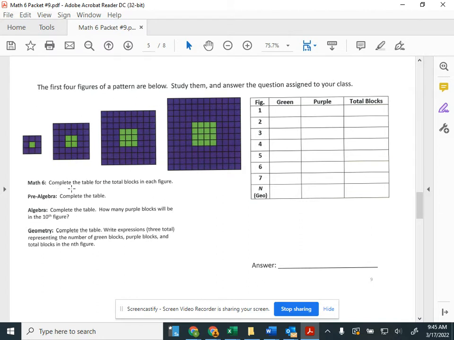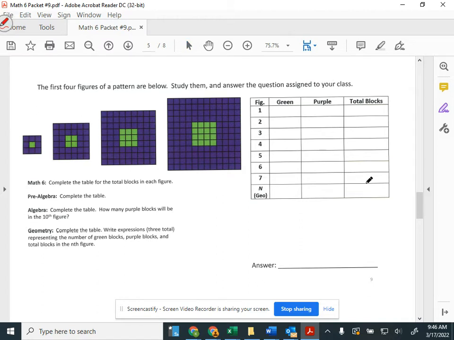For Math 6, we need to complete the table for the total blocks in each figure. So we need to do this column. If you are one of my friends who are up for a challenge, complete the whole table. I do that too, because it helps me. I just automatically look at the whole table. So we're going to look at that whole table because it does help us.